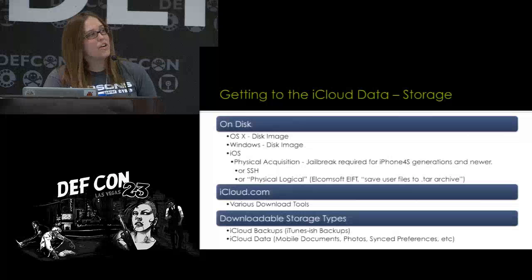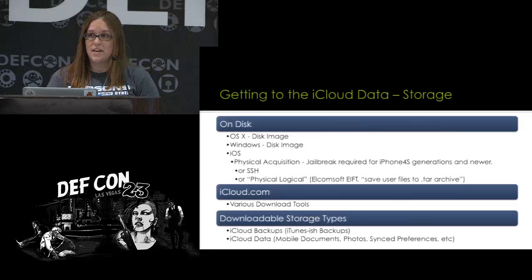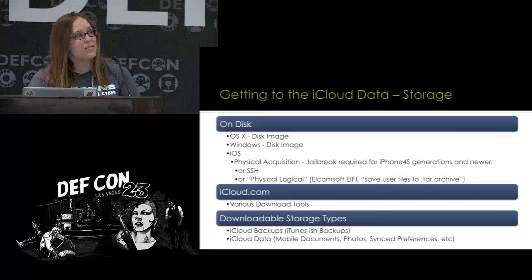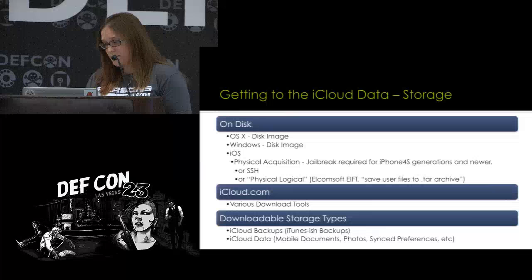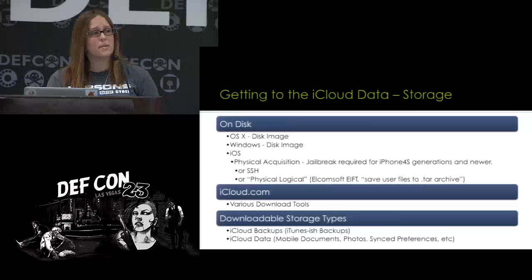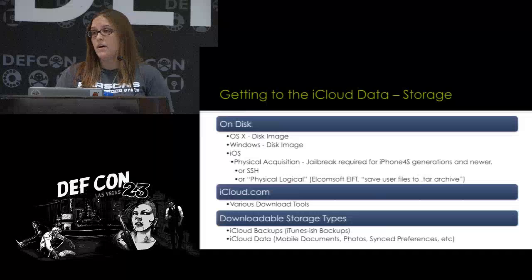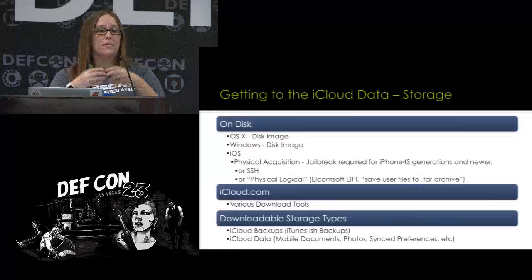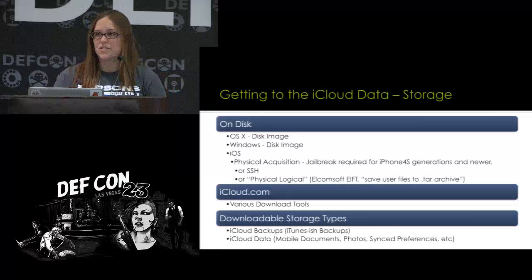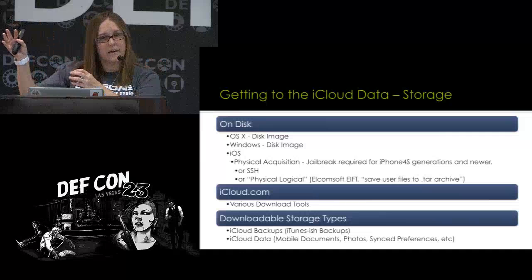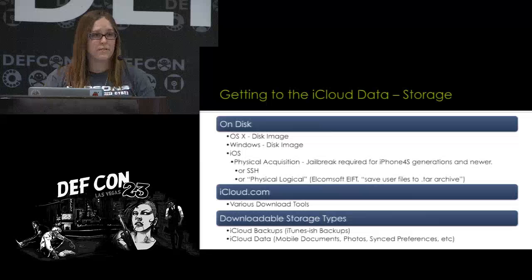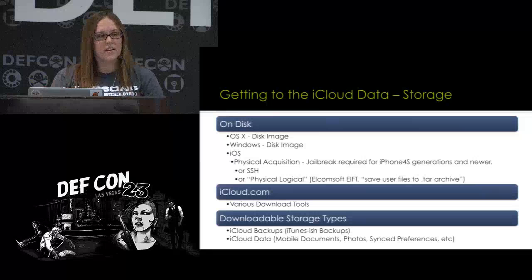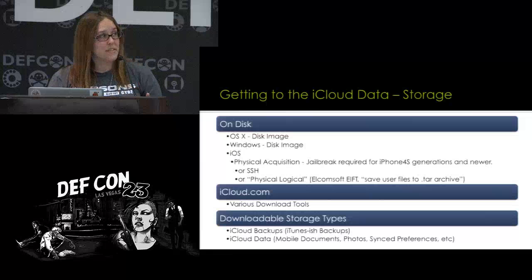So iCloud.com, we're going to go over some various download tools. Some are more sketchy than others. Then I also want to go over various downloadable storage types. So we have iCloud backups. iCloud backups are very similar to iTunes-style backups. So it bundles all these files up, you know, renames them with a hash, and then stores them up in the iCloud versus, say, on your system, on your Windows system, on your OS X system through iTunes. But it has very similar data structures in there.